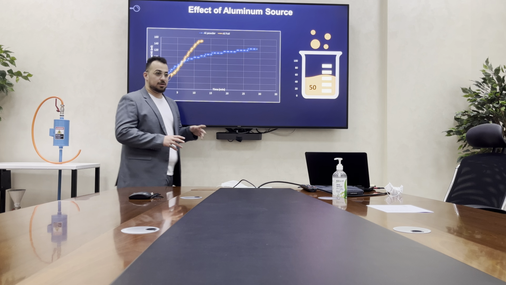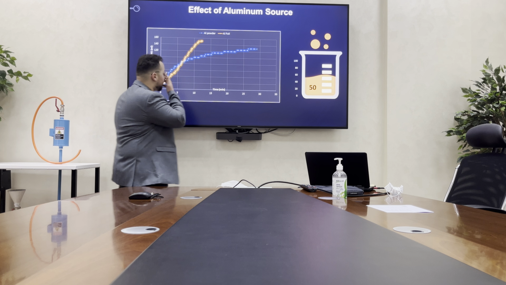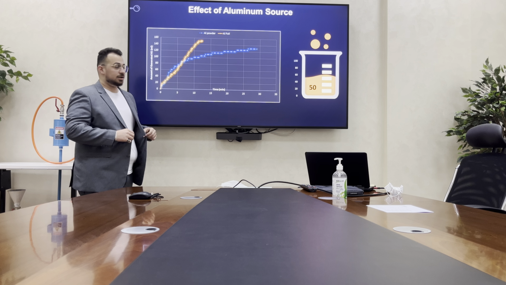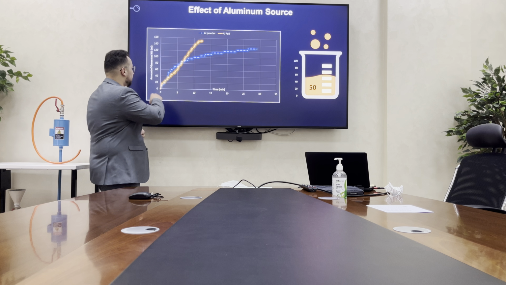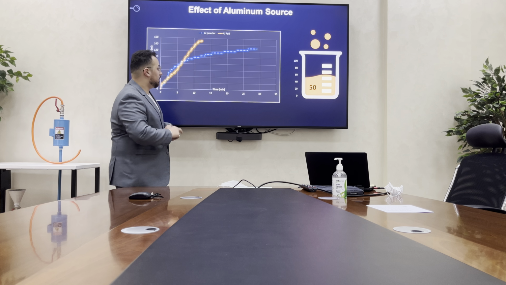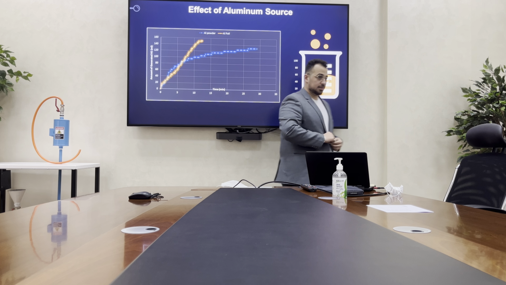It's a mix between aluminum powder and magnesium. As you can see here, in the first 40 seconds, they almost have the same hydrogen generation rate. But after the 20 seconds, the aluminum powder generation rate reduced. And this is for two reasons.